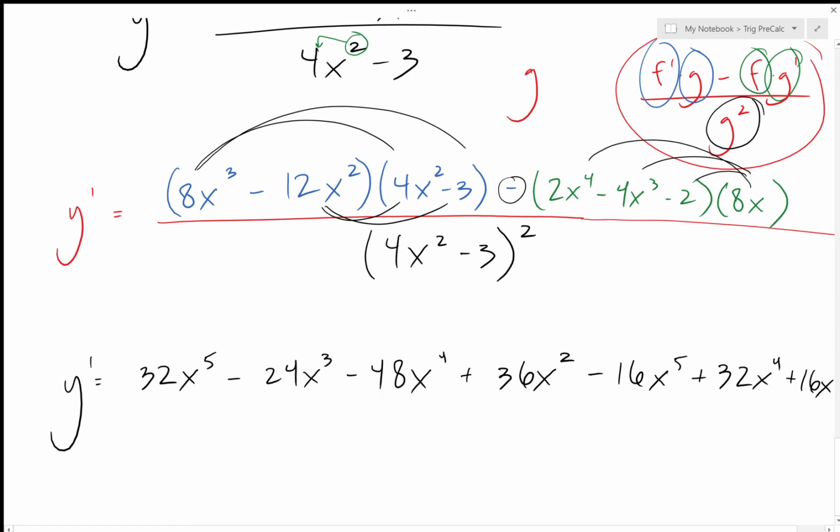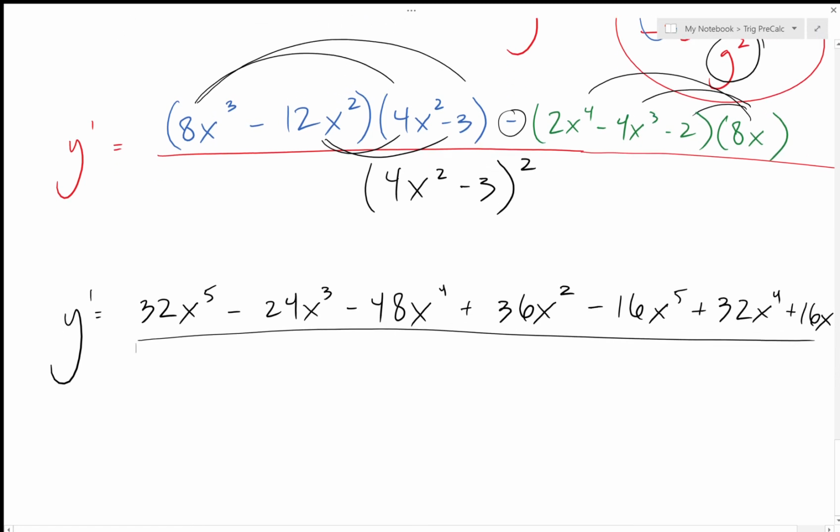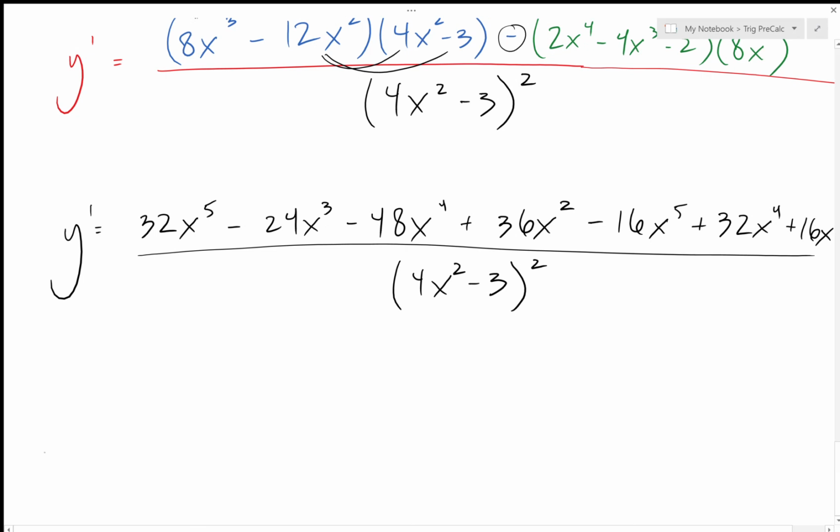What a long problem. Not really difficult, just interesting. And looks like we can just leave the bottom alone for right now. Let's combine like terms on the top. So y prime equals, biggest exponent is 5, so 32x to the 5th minus 16x to the 5th gives me a 16x to the 5th. Next biggest one is 4, so negative 48, positive 32. That gives me a negative 16x to the 4th.